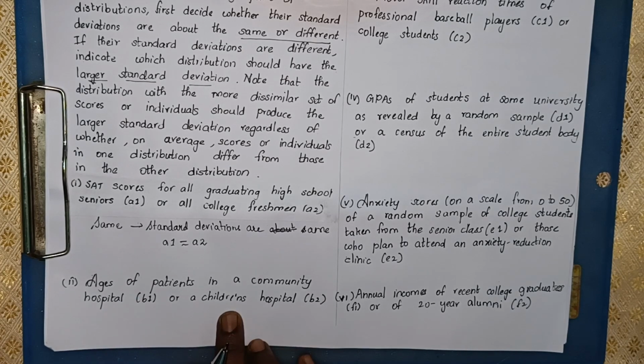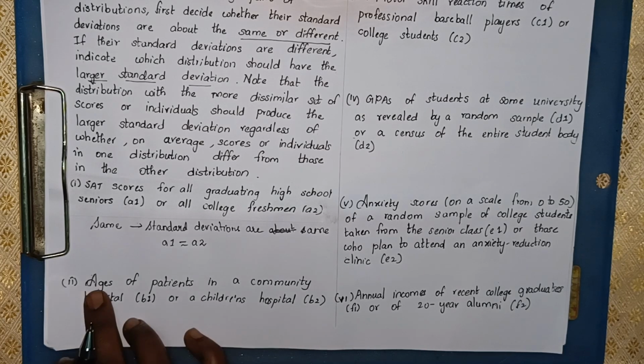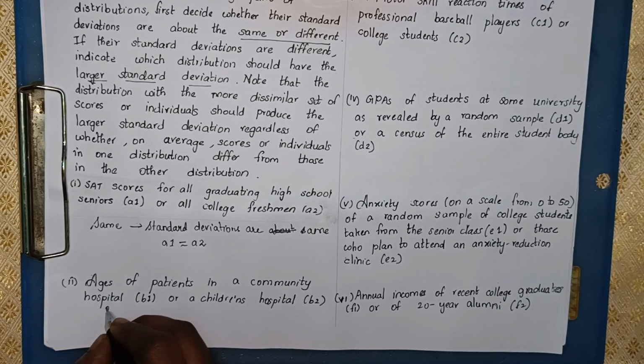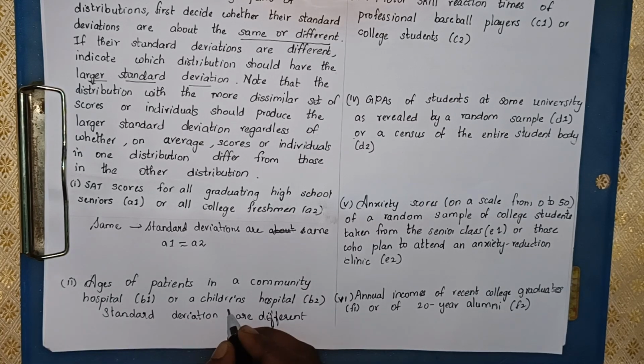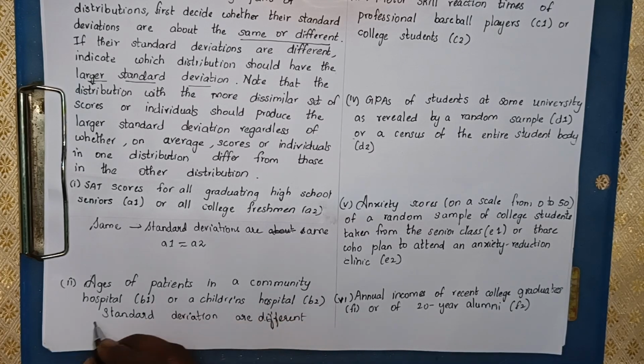Whereas in the children's hospital, almost all the children will be in the same age group, between 0 and 15 or 12. So those deviations will be almost together, but in the community hospital we will find larger deviation. So here we can write that the standard deviations are different. Next we have to write which has the greater standard deviation: the patients in a community hospital.